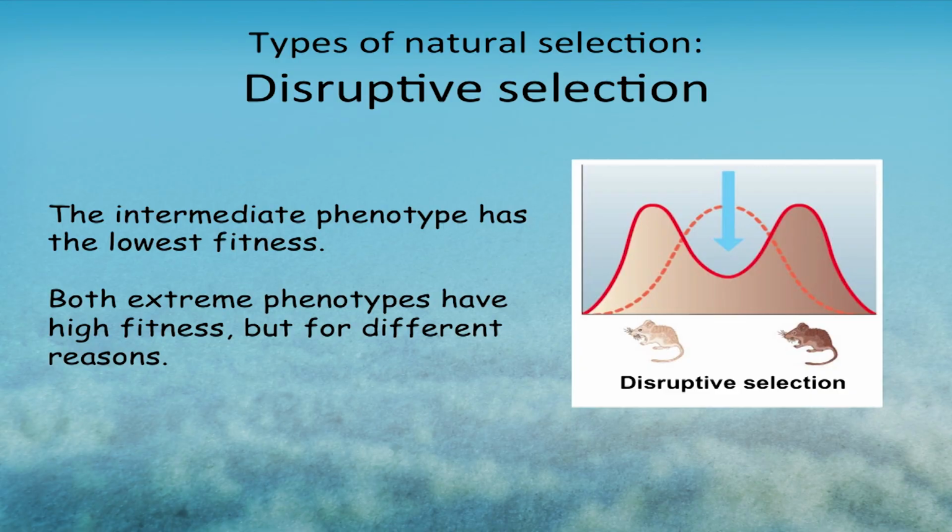The third type of selection is one that doesn't come up very often, but is most interesting when it does. And this one is when the intermediate phenotype actually has the lowest fitness over the gradient. In other words, both of the extremes have high fitness, but usually for different reasons. And once again, I'm going to imagine that we've taken our classroom of 30 individuals, arranged them by height, and what I'm going to do is set a bunch of medium-sized bears on that classroom.